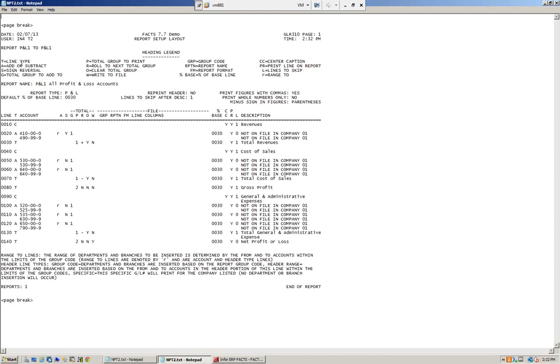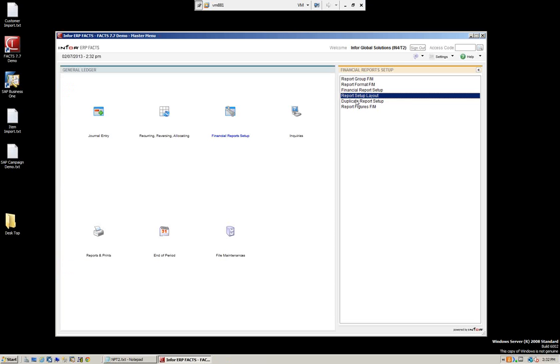And again, it tells you what all the lines mean. T is for line type. So you can see here in the information, caption, you can see account total. You can see the A is for the add or subtract. We have the S for the signs, and so on and so on. So we can look at this information. Again, we can see if we have any problems with it.